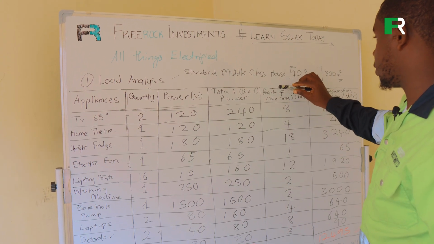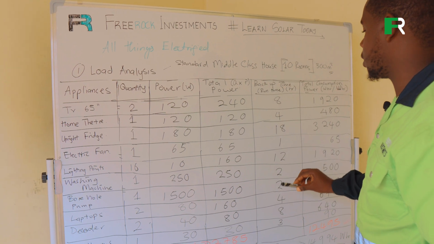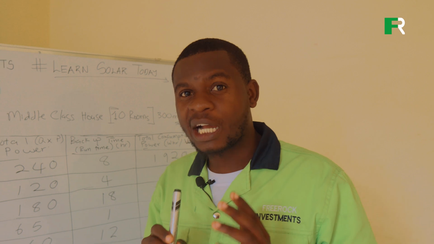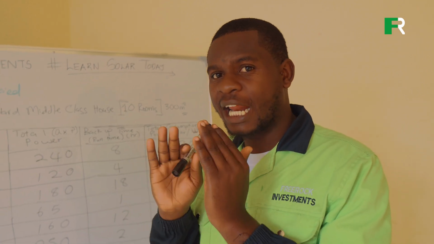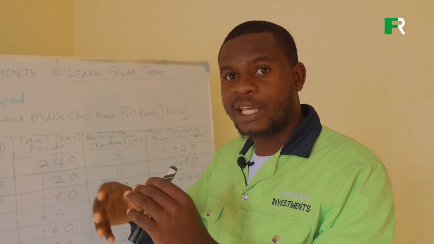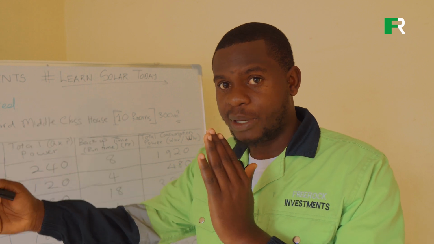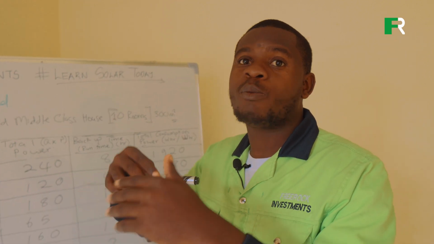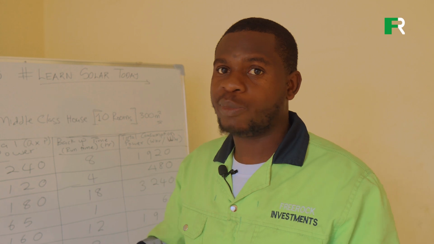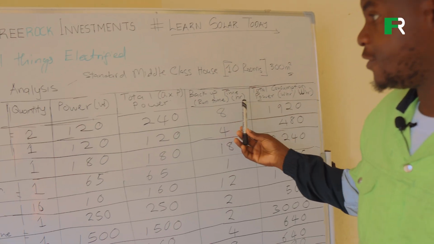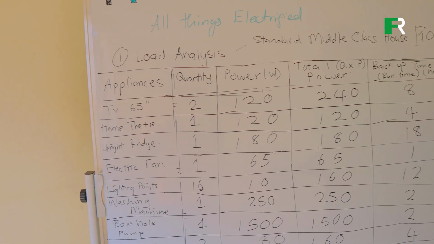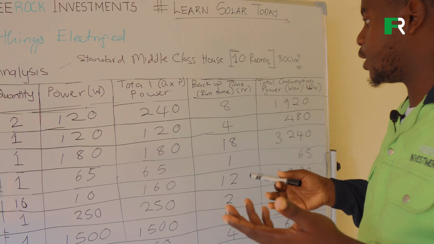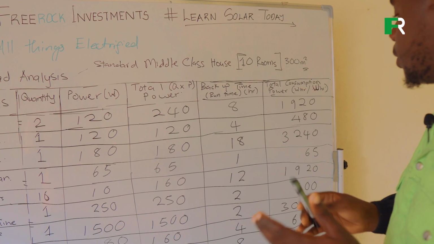So let's go on to the fifth column, which is the backup time. What is backup time? Backup time is the run time which the appliance will run on a day-to-day basis. What do we mean by that? Let's say a TV is on for how many hours a day? As simple as that. So the TV might run for 8 hours a day, depending on how they normally do their chores at home and whatnot.